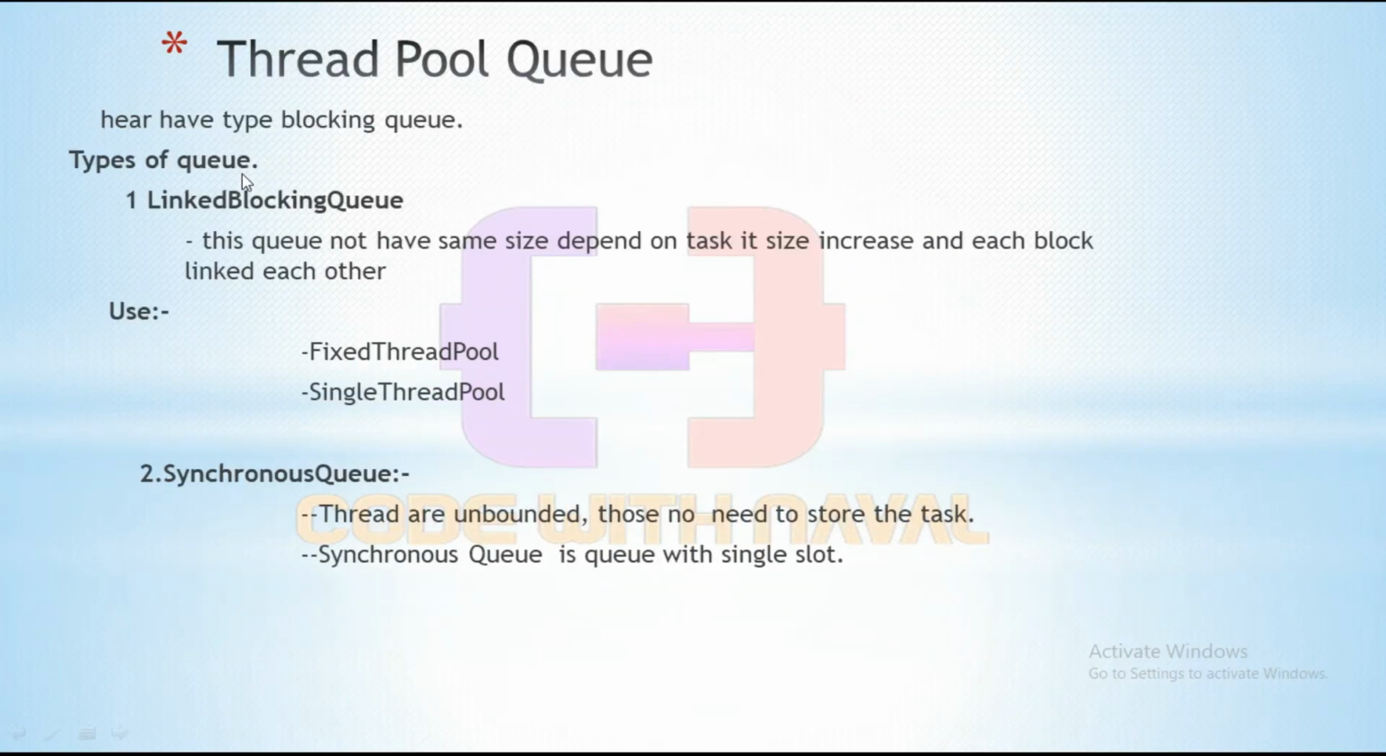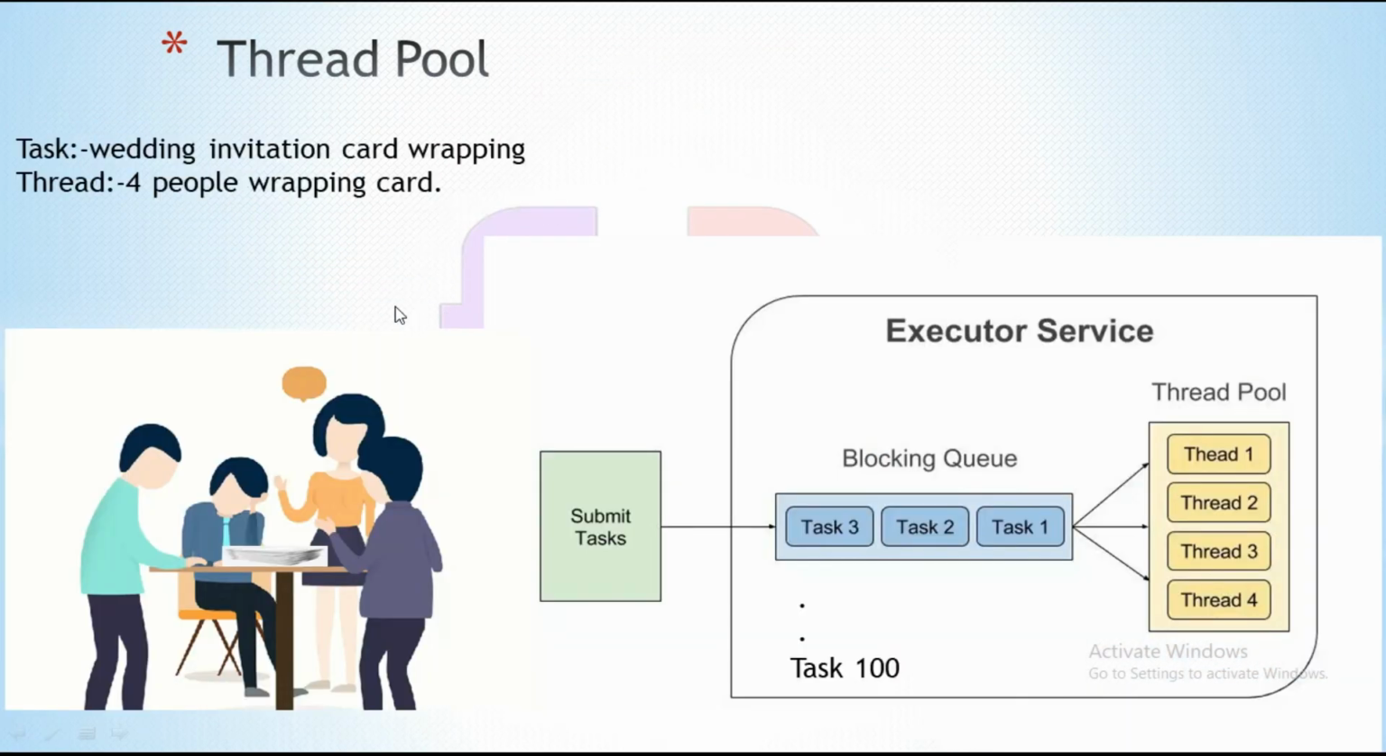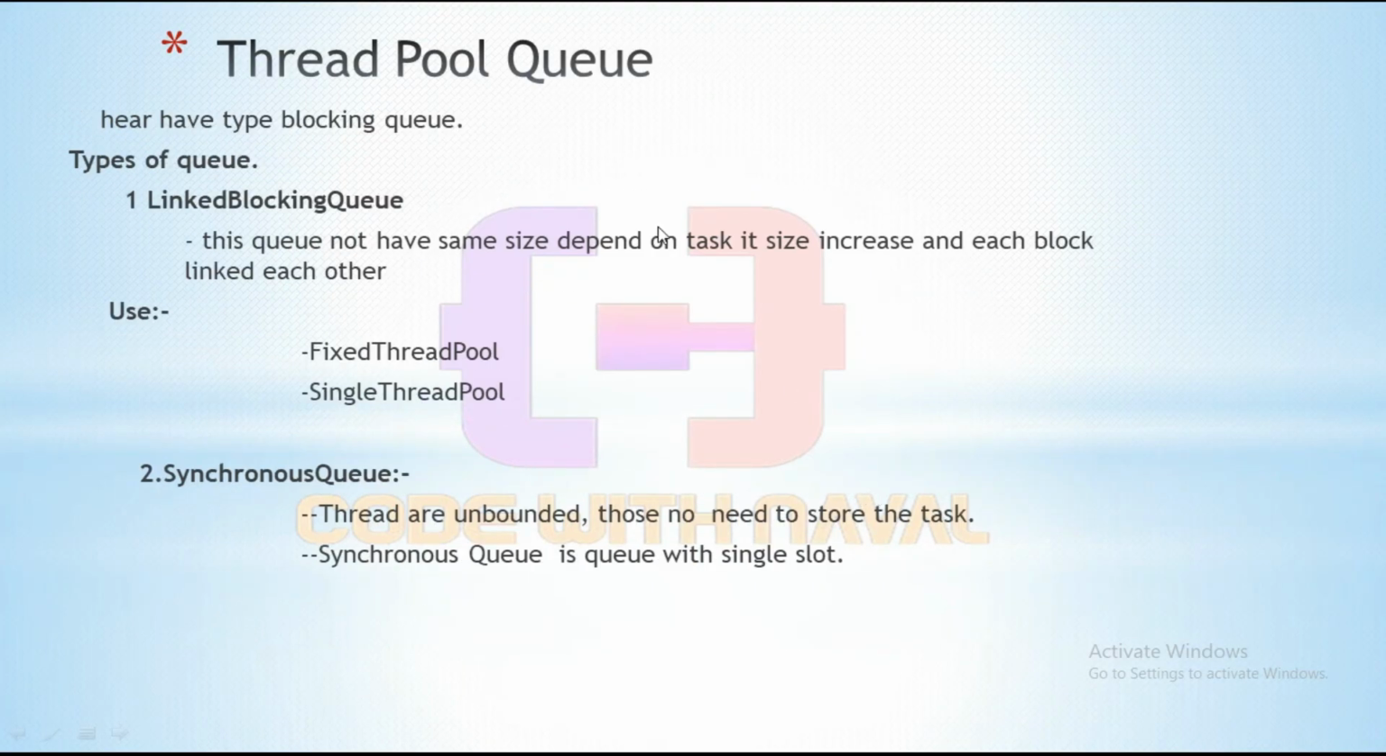Let's see the next point. Here we have types of queue. Here we saw the blocking queue. What is the use of a queue here? Whatever tasks we create are all stored inside the queue, and the thread pool picks tasks one by one from this queue. So let's see, we have a few different types of queue.